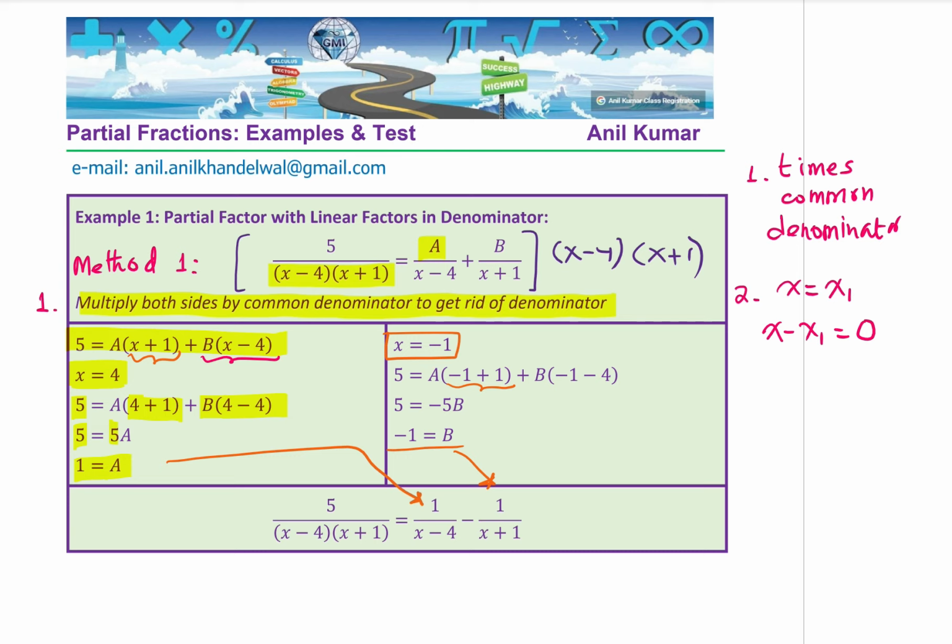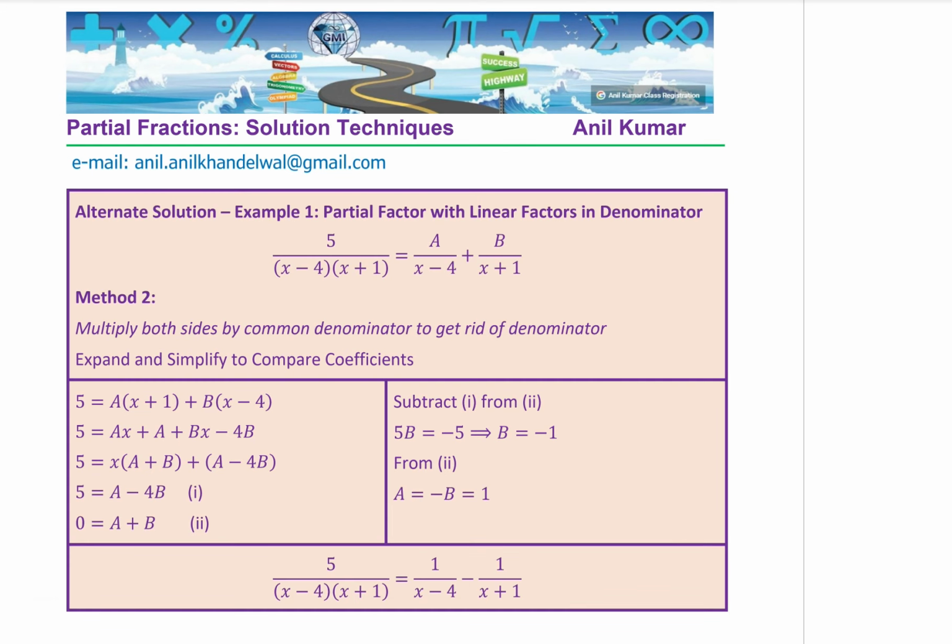Now here is another method which we can adopt. I'm calling this method 2. The first step is the same, which is to multiply both sides by the common denominator to get rid of the denominator, right? And then we'll expand and simplify and compare coefficients. So there's something slightly different.